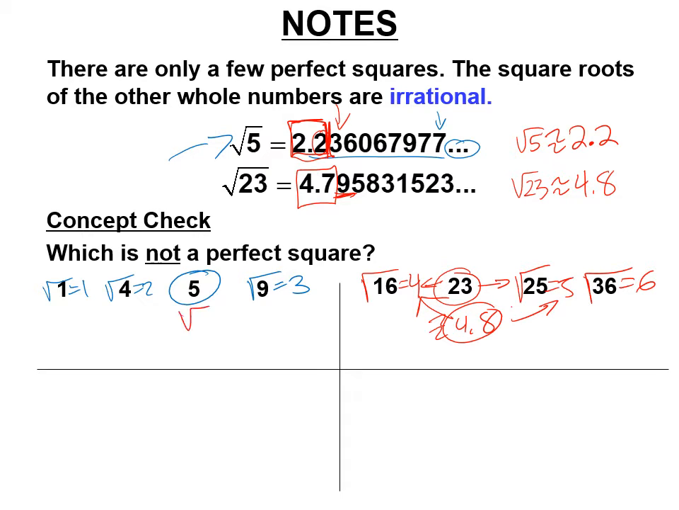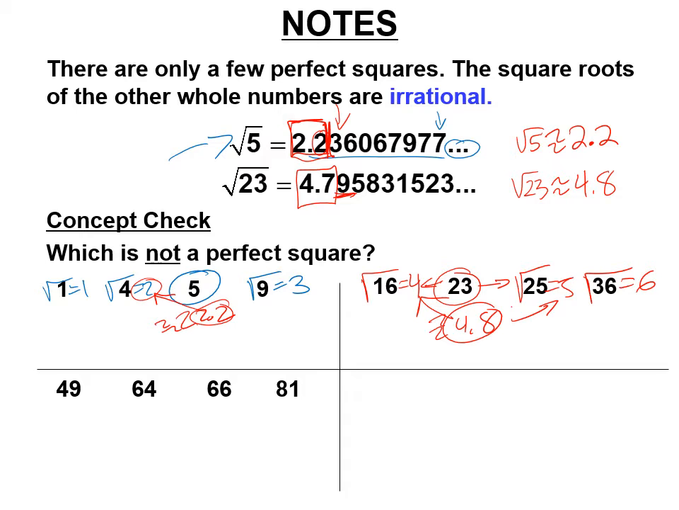The square root of 5 is approximately 2.2. The square root of 4 is 2. Square root of 9 is 3. It's between 2 and 3. It's closer to that one. And we'll teach you how to do that.